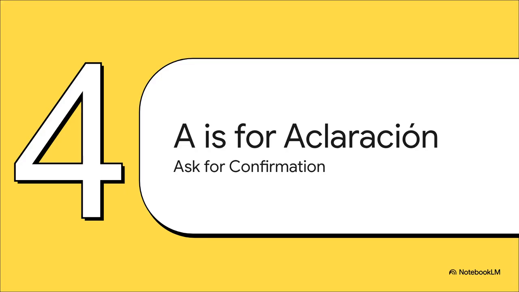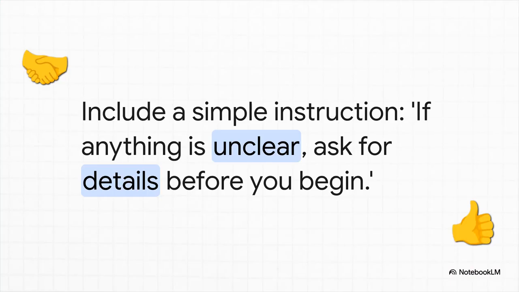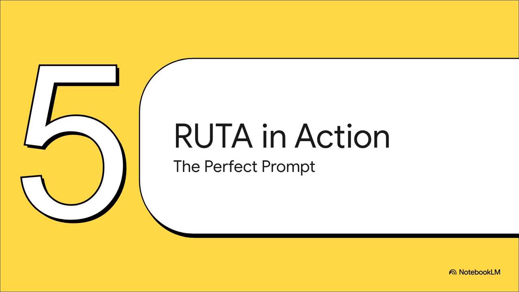And now for the final step, A for acceleration, or clarification. And honestly, this might be the one that saves you the most time and headaches. It's so simple. You just ask the AI to confirm it understands before it gets to work. I mean, you do this with a person on your team, right? Hey, does that make sense before you start? It's the exact same idea. This little sentence is your safety net. It dramatically cuts down the risk of getting a totally useless answer and saves you from all that frustrating back and forth.